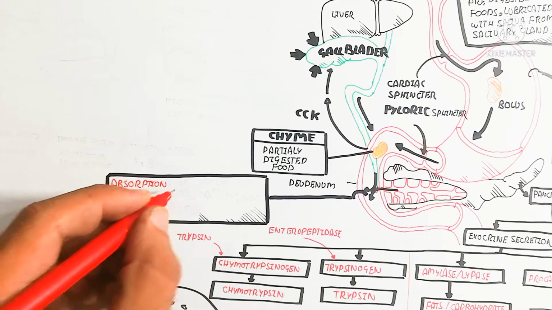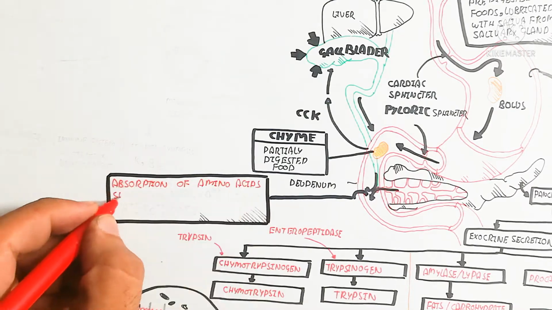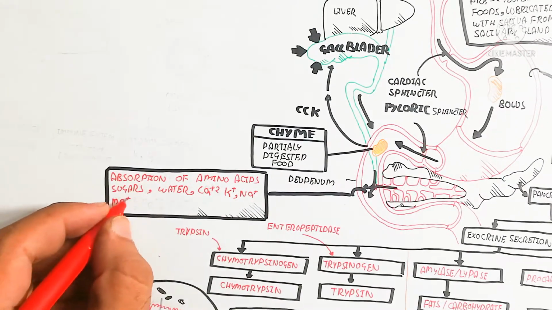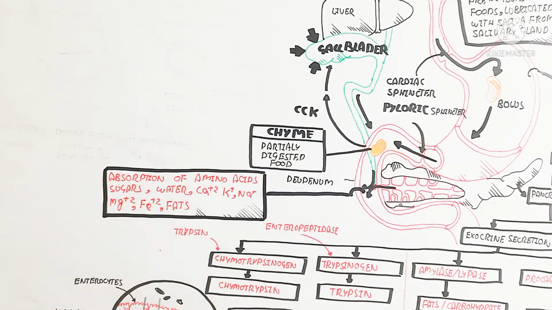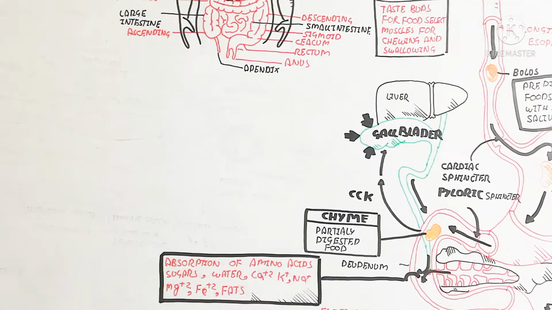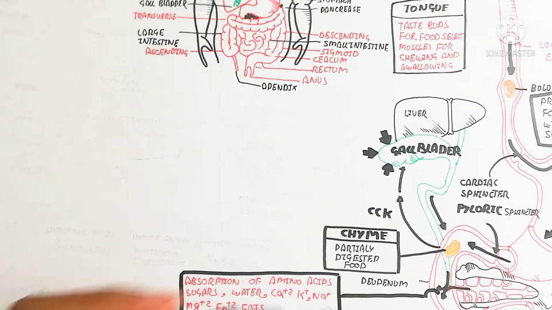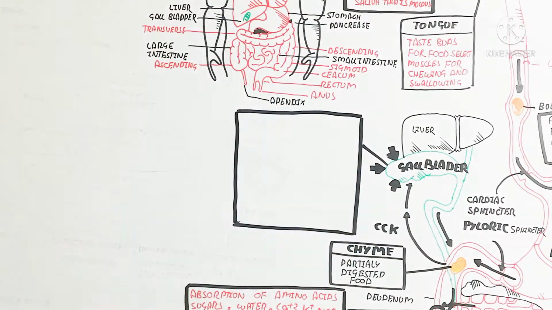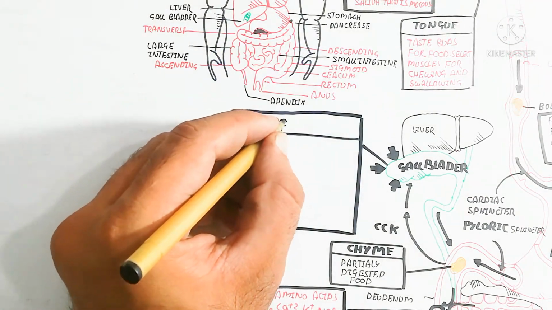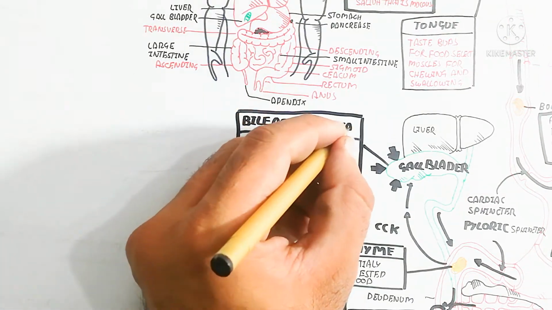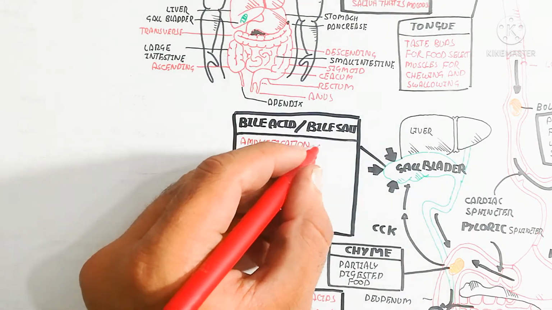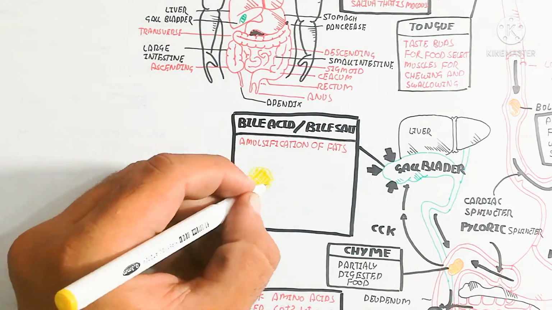So in this way, you can see the absorption of amino acids, sugar, water, calcium, potassium, sodium, magnesium, iron, and fats from the duodenum wall. The enterocytes contain receptors as well as channels, which allow them to move in. The important thing is that the lymphatic vessel absorbs fat first, while the other part of the food will be digested and absorbed into the blood vessel.